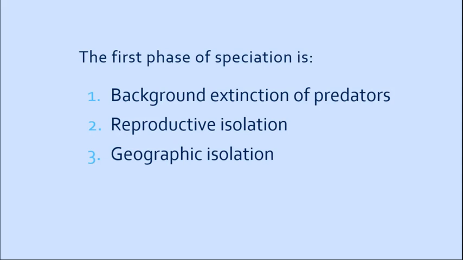well, background extinction of predators doesn't help anybody because then everybody starves to death, right? So that's not helpful. Geographic isolation, my little picture that I just showed you has a situation with geographic isolation, but you don't have to be geographically isolated to begin a speciation event. You just need to be reproductively isolated.